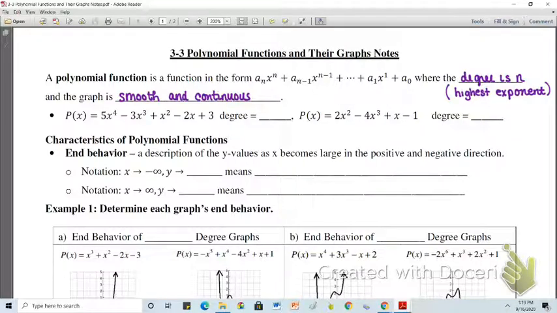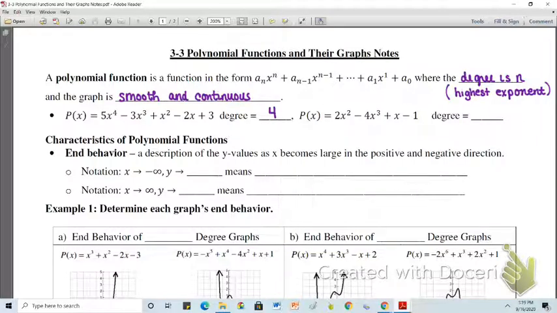So let's take a look at a couple examples here. I have 2 polynomial functions. If I want to know the degree, I am looking for the highest exponent. In the case of the first one, it is already written in standard form, which means it goes from your highest exponent down to your lowest. So my highest exponent is 4, therefore this is a 4th degree polynomial.